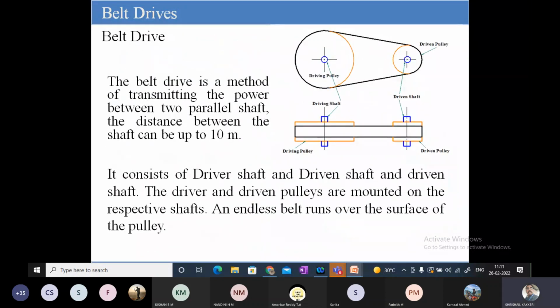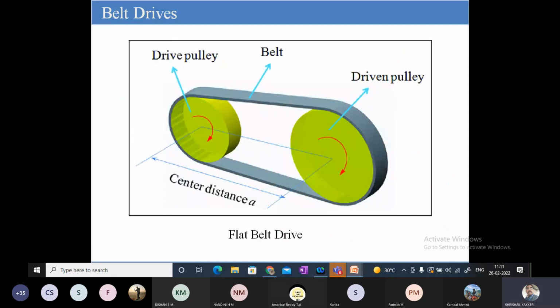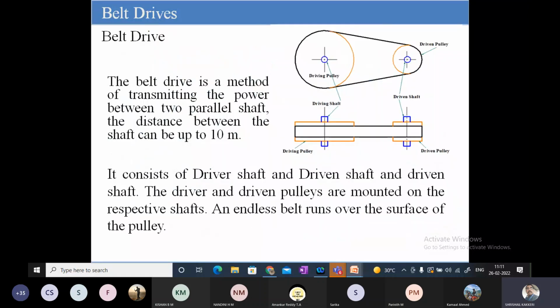Now, how will these belt drives be working? Let me see this. So the driver pulley in almost all the normal cases, you can see that a smaller pulley will be a driver pulley and the bigger pulley will be a driven pulley.